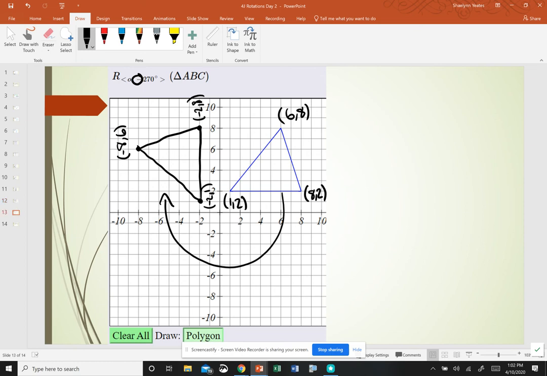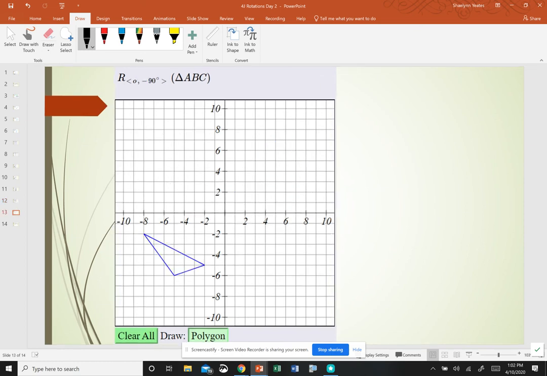All right, let's try this one. This one's negative 90. So this point is already at negative 8, negative 2. And if I want to rotate it negative 90 degrees, I'm going to rotate it into here. Okay. And then this is the point negative 2, negative 5. And then this is the point negative 5, negative 6. So I'm going to literally take my paper and rotate it so that is in the same spot that this one was originally. So now I'm going to go to negative 8, negative 2.